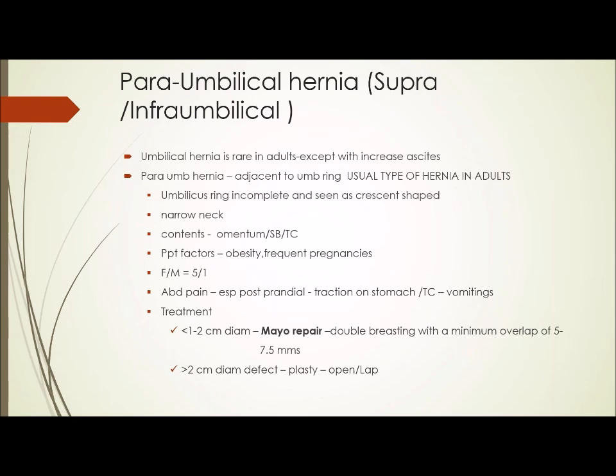Okay. Now, paraumbilical hernia. One thing which is very important is, what is a paraumbilical hernia? Umbilical hernia is very, very rare in adults. Remember this. This is a very important statement. It's rare in adults. It's usually a paraumbilical hernia, and it is a hernia which is usually adjacent to the umbilical ring. That's the usual type of hernia around the umbilicus in adults, right? The umbilical ring is incomplete. So if you look at this patient, the ring would be incomplete and it would be seen as a crescent-shaped ring. It is not a complete ring. It is a partial ring, a crescent shape basically.